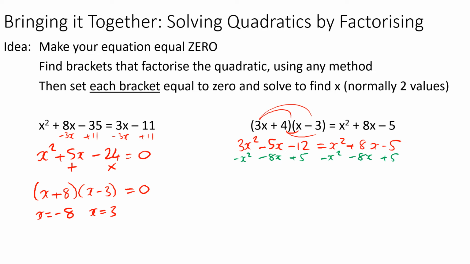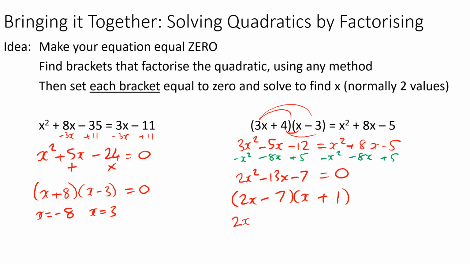So we'll end up with 2x squared minus 13x minus 7 is equal to 0, and then we need to factorise it. Now I will skip ahead to the point where I've figured this one out. It's going to be 2x and x, I know that much. It's going to be 7 and 1 to get to 7, and we have to have it that way around.